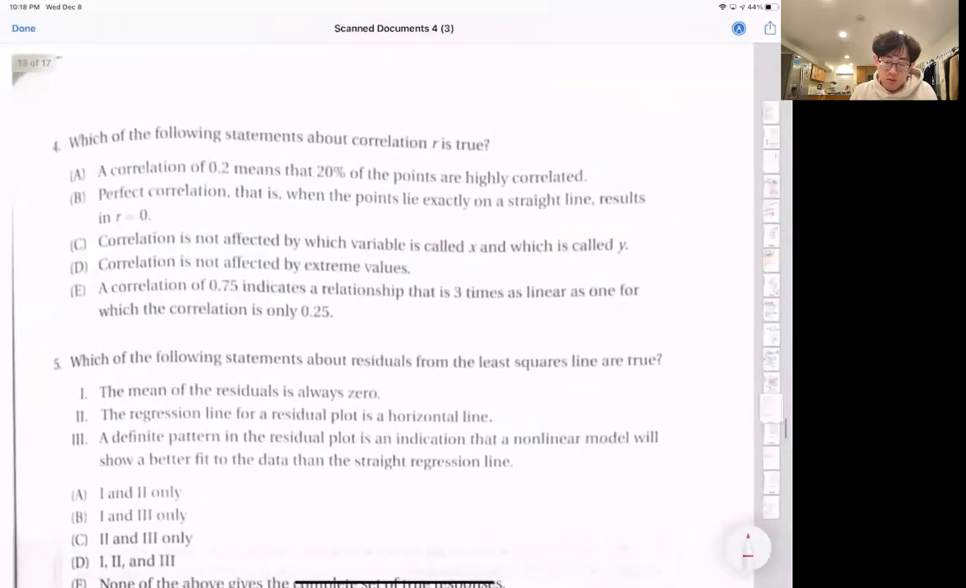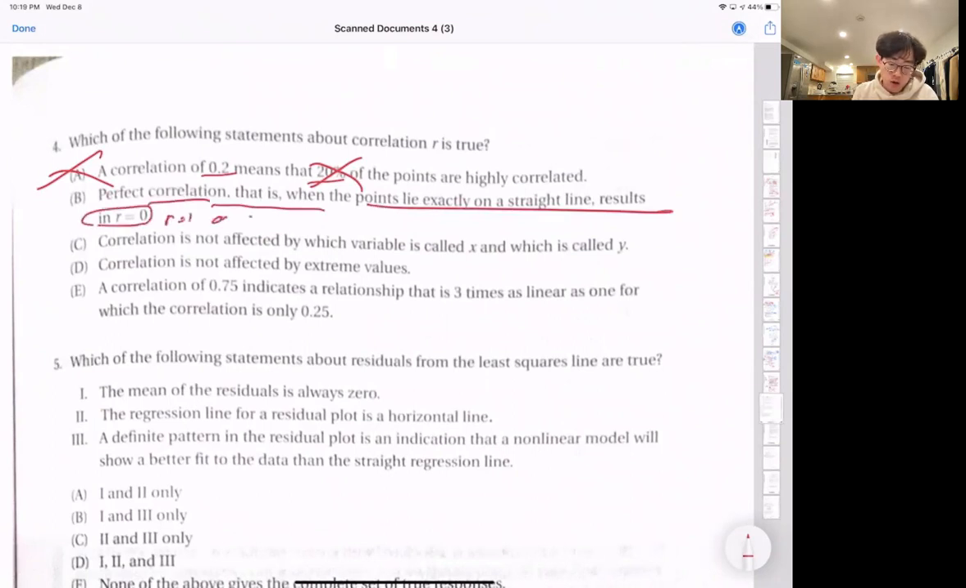Number 4, which of the following statements about the correlation R is true? 0.2 means 20%, and that does not mean anything. It just means 0.2 measures the strength of how good of a measurement the line is to the dots. Perfect correlation, that is when the points lie exactly on a straight line, lies in R is equal to 0. Perfect correlation should be R is equal to 1 or R is equal to -1. 0 means no correlation.